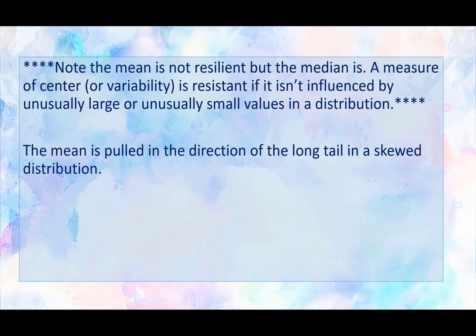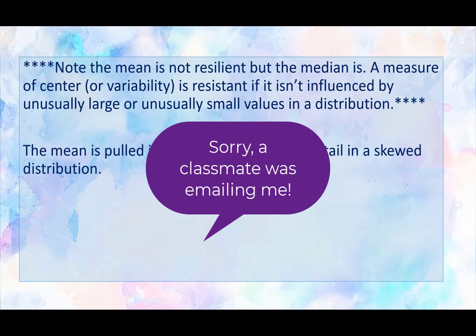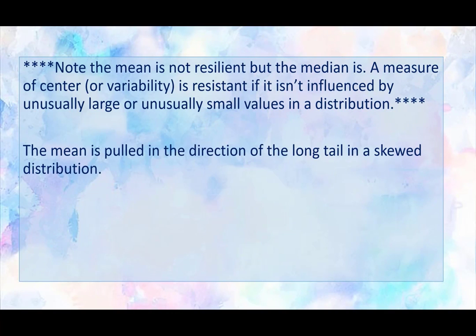Okay, so note that the mean is not resilient to outliers, but the median is. What this means is that if you have a number that is very, very big or very, very small, it's going to drastically affect what the mean is. A measure of center or variability is resistant if it's not influenced by unusually large or unusually small values in a distribution. So the mean is actually pulled in either direction of the long tail in a skewed distribution.